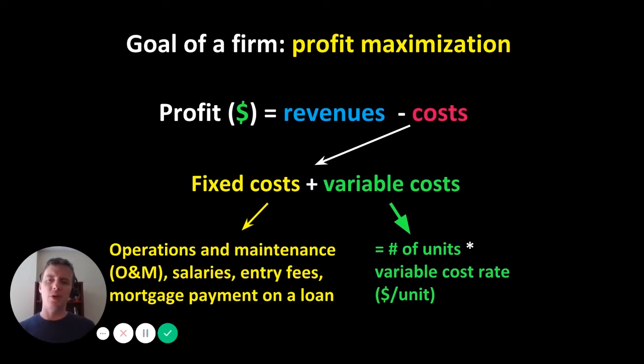Okay, so that's fixed costs. Again, fixed costs are costs that don't change with the number of units that we produce. Variable costs do change with the number of units that we produce. And we can estimate variable costs as equal to the number of units that we produce times some sort of variable cost rate, right? So if we knew that our variable cost of producing one unit was $10 per unit, and we produce 10 units, then our variable costs are 10 units times $10 per unit, or $100.